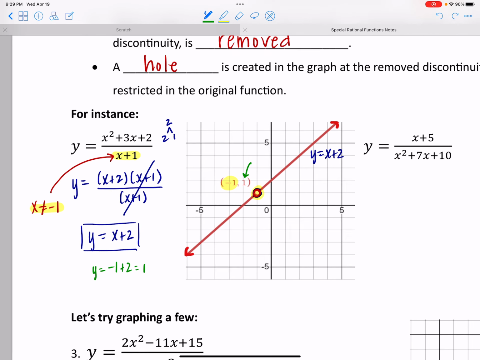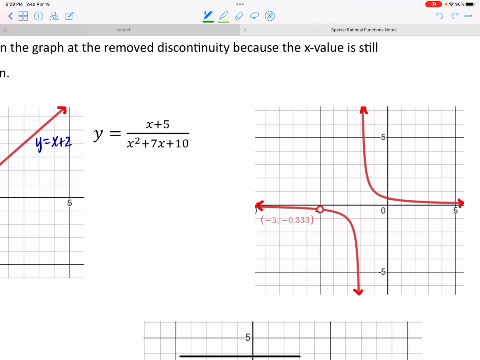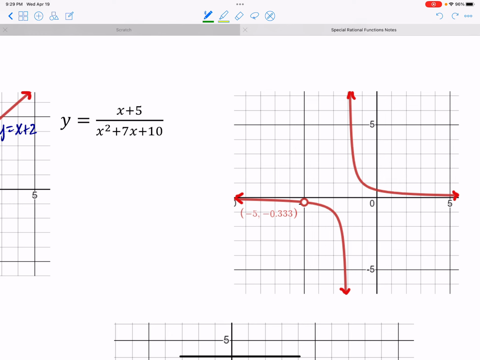I'm going to show you another one. This function ends up being linear when it's simplified, but they don't all work out that way. For instance, here, this still looks like a rational function, but again, it's got a hole in it. So let's try to see what's happening. This time the denominator is factorable. Factors of 10 that make 7 are going to be 5 and 2. So if I rewrote my function here, y equals x plus 5 over x plus 5 and x plus 2.